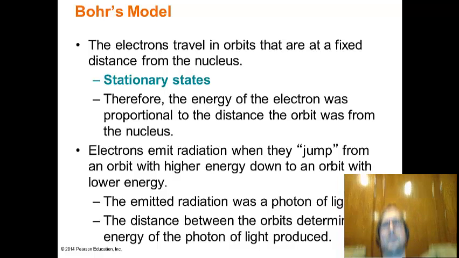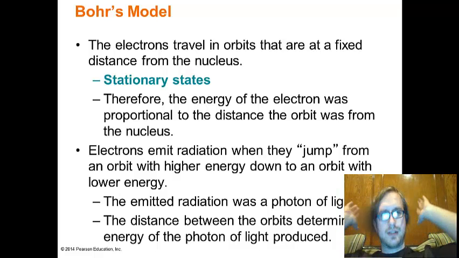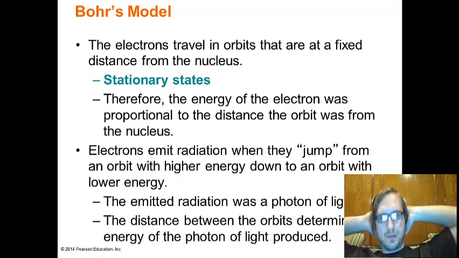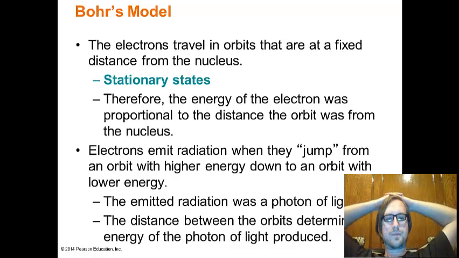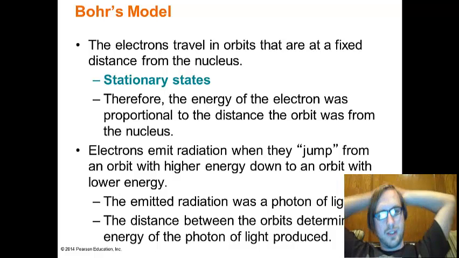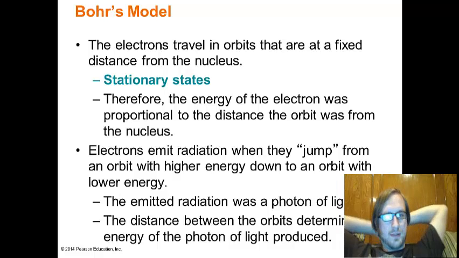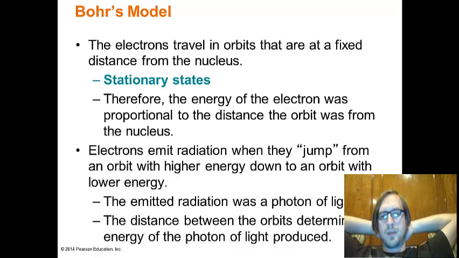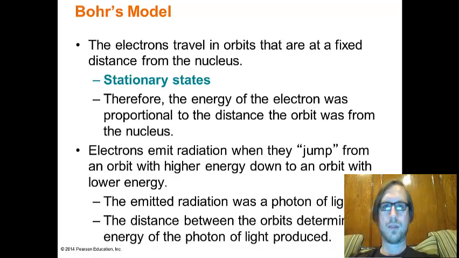So the electrons travel in orbits that are at a fixed distance from the nucleus. These are stationary states. The energy of the electron is proportional to the distance the orbit was from the nucleus. So this is where we talk about the shells. And the electrons emit radiation when they jump from an orbit with higher energy down to an orbit with lower energy. It means vice versa too. They absorb radiation when they jump from lower energy to higher energy. And this is based on their distance. And when we're talking about energy, the way this energy is being moved around is all with photons of light.